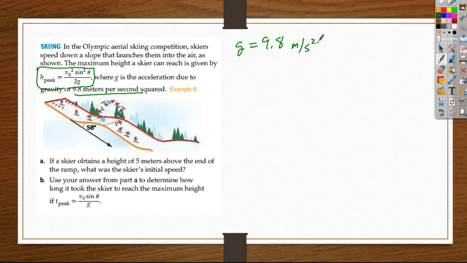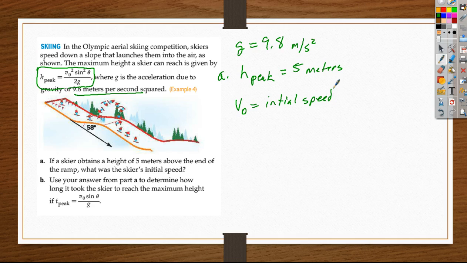Okay. Part A is saying that if a skier obtains a height of 5 meters, that means that his h peak, so for part A, they're saying my h peak is equal to 5 meters. That may not sound like much, but that's pretty close to 15, 16 feet in the air. That's pretty high up. What was the skier's initial speed? What this problem doesn't tell you is what is initial speed. V naught is equal to initial speed.